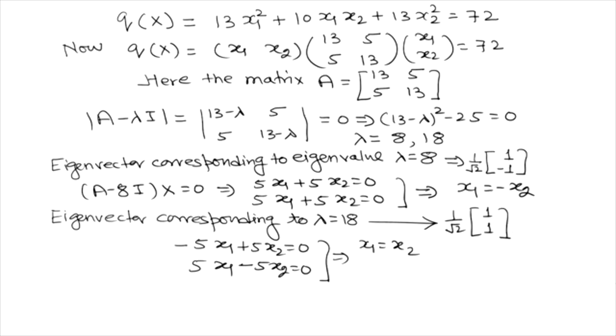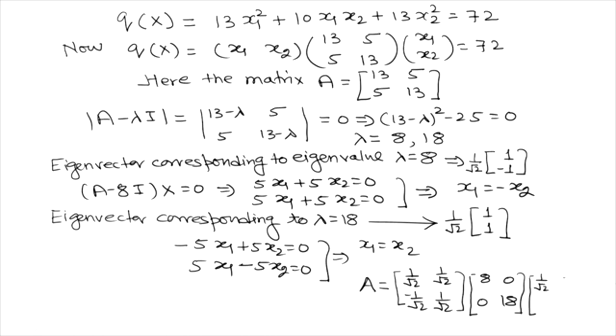So, in this way I can write the matrix A as Q D Q transpose, where Q is [1 by root 2, minus 1 by root 2; 1 by root 2, 1 by root 2], and the matrix D will be [8, 0; 0, 18], and then again Q transpose, which is [1 by root 2, 1 by root 2; minus 1 by root 2, 1 by root 2].